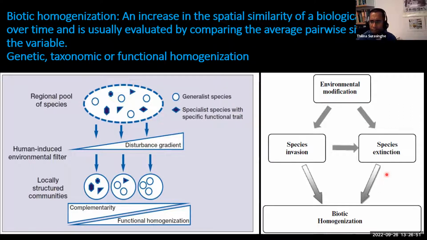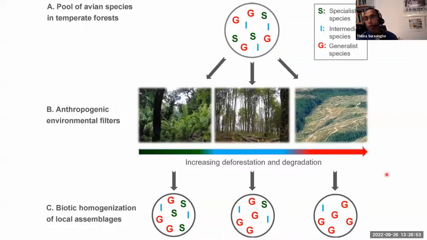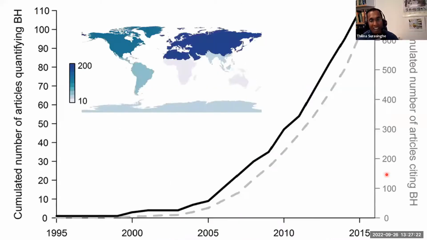Now, this actually, I'm not going to go over this. This is just to iterate biotic homogenization in a different way. And the reason I bring this up is right here, the biotic homogenization example comes from a deforestation gradient, right? Or land degradation gradient. So although I apply biotic homogenization to urbanization, that theory of biotic homogenization can be applied to any environmental gradient.